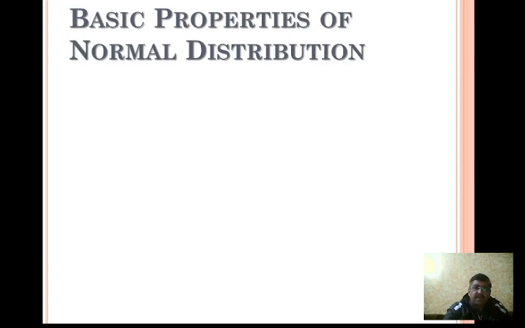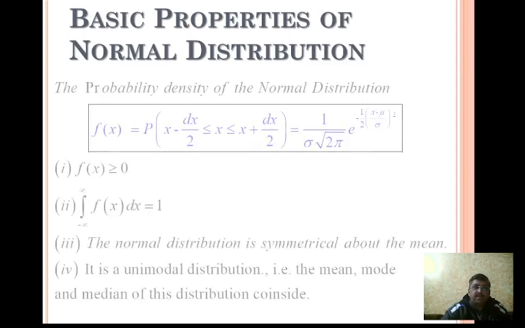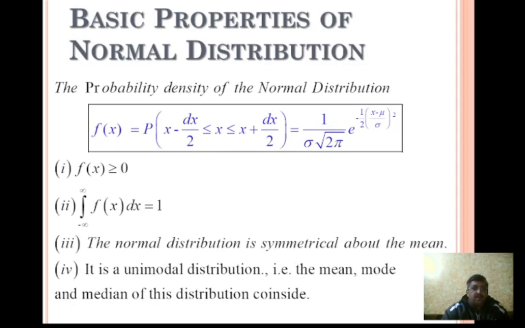Before going on to that, let's discuss some basic properties of the normal distribution. The probability density function of the normal distribution has already been discussed with you guys. As you can see, f of x, which was defined in the last video also, equals 1 upon sigma square root of 2 pi, e to the power minus half, x minus mu upon sigma, whole square.